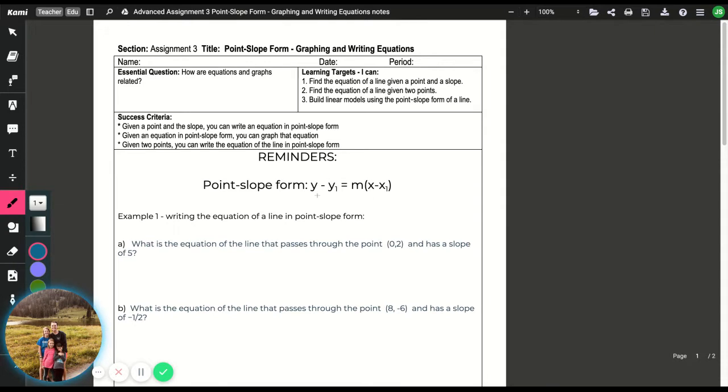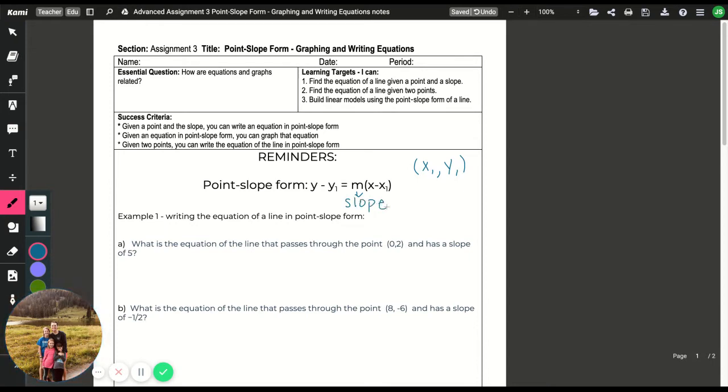So as a reminder, this is the point slope form right here. X and Y are going to be the X and Y that you see in the equation. The X and the Y with the numbers on them, those are going to be numbers that are coordinates from the point that they give you. So if they give you a point, the X coordinate is X1 and the Y coordinate is Y1, and you would plug those in for the X1 and the Y1. M, as you've been dealing with the whole time, will forever and always be your slope.